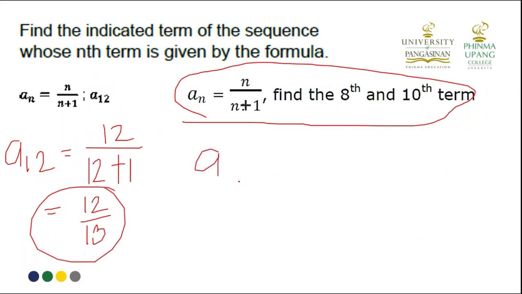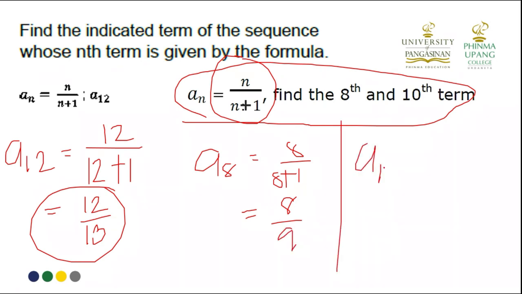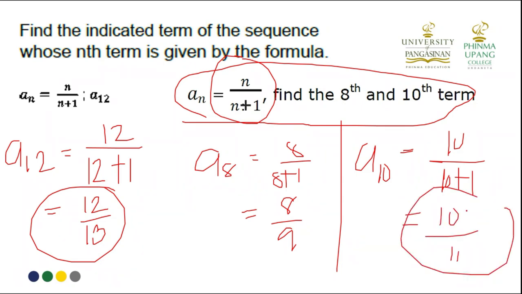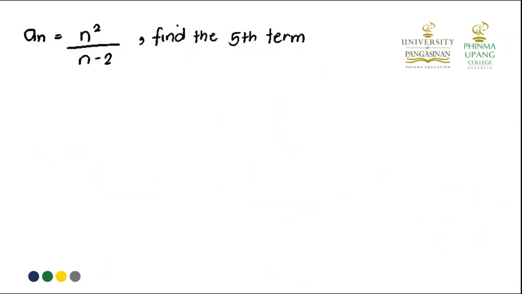Now next, how about the 8th term of this one? So this is 8 all over 8 plus 1. Answer? 8 over 9, sir. Okay, next, how about a sub 10? 10 over 11 po. Tanong? May tanong ba? Wala po. Okay. Thank you, sir.